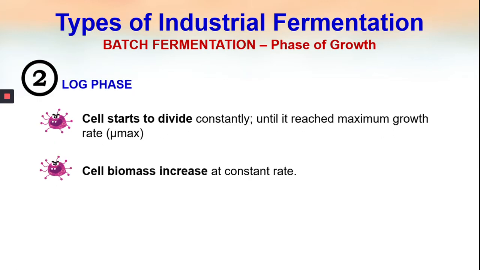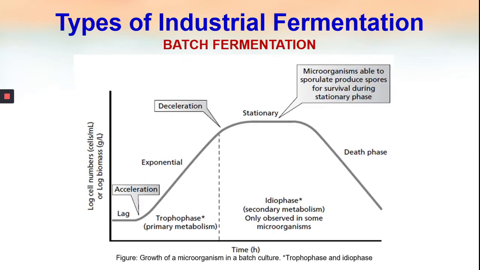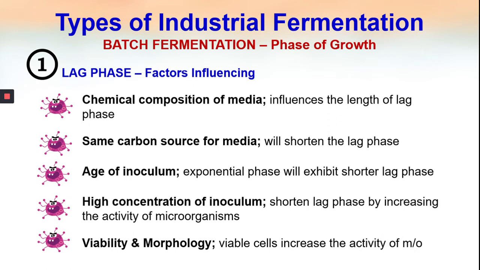Once the cell has adapted or adjusted itself to the new environment, it will enter the second phase, which is log phase or exponential phase. Under this phase, the cell will start to divide constantly until it reaches the maximum growth rate. If you still remember, for the log phase, you can see the exponential growth of the microorganism, and this exponential growth is affected by their generation time.